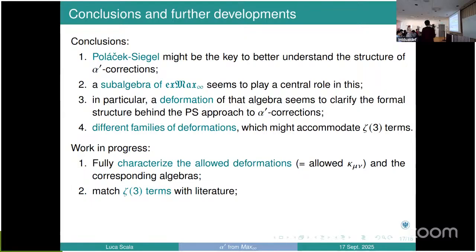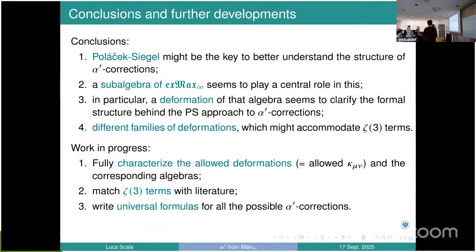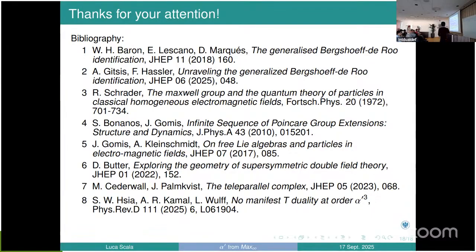Show that zeta 3 is not only possible in this framework, but it's really there, so match the zeta 3 terms with literature. And then in the end, the dream is to write universal formulas for the possible alpha prime corrections in this framework. So that's it. Thank you for your attention, and here's some bibliography if you're interested.